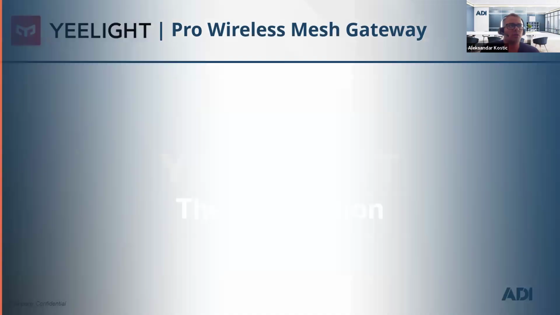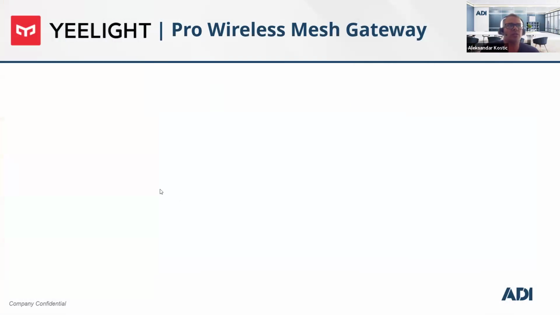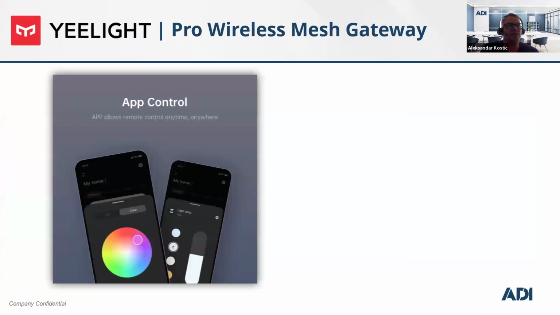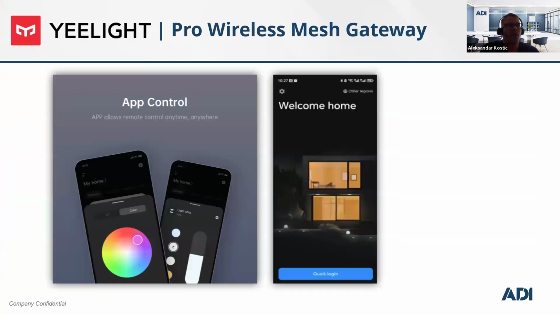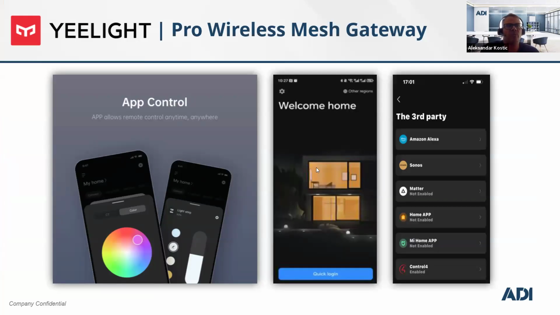So how does the application look? It is quite straightforward to download and install on the phone. You create a user account and log into the app. Also, you have options for integration with third parties. Beside others, there is of course integration with Control 4. What is important, it also fully supports Matter, so it can be integrated with whatever ecosystem is based on Matter itself.